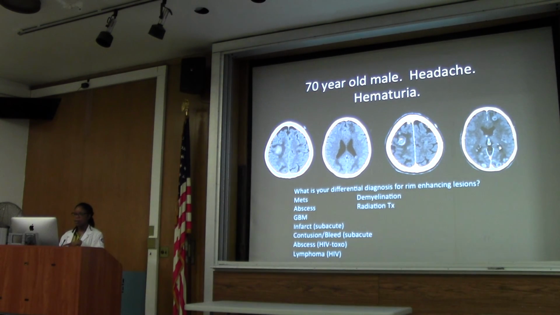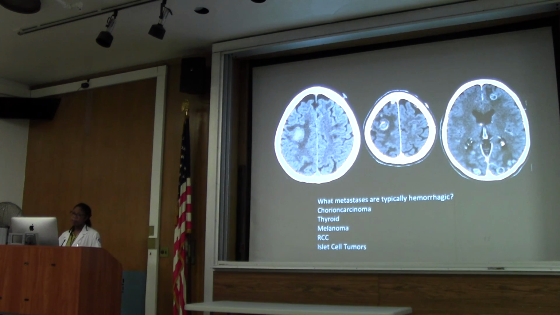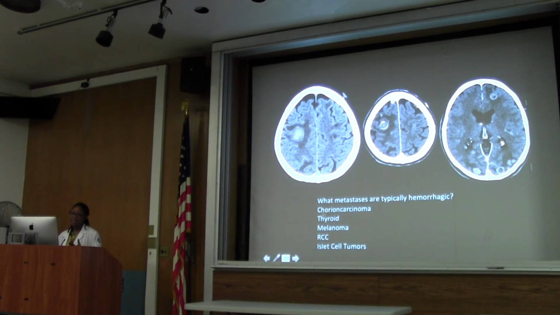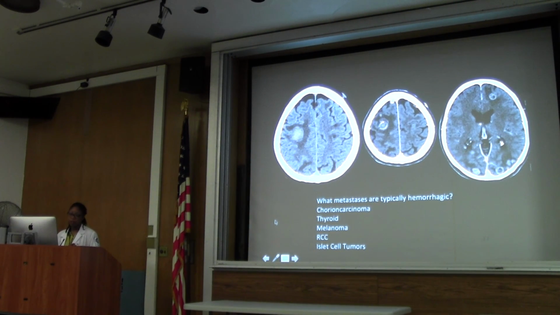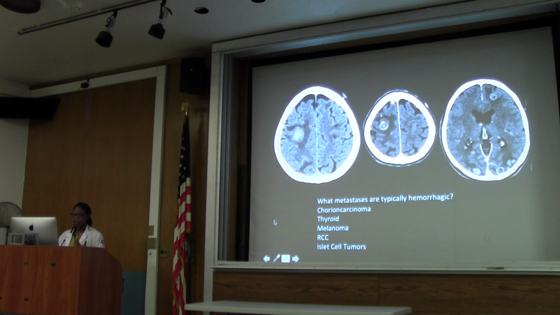Okay, so the differential diagnosis we discussed already. Also added to that is radiation; it can be very confusing. That's why the history is absolutely important. So there are some typically hemorrhagic mets that we should know, because the very first lesion that we saw was quite dense, which means that it was bleeding. These are the cancers that tend to bleed a lot: choriocarcinoma, thyroid, melanoma, renal cell, and islet cell tumors are very vascular and they bleed. We should be familiar with those. Okay, any questions on this one?